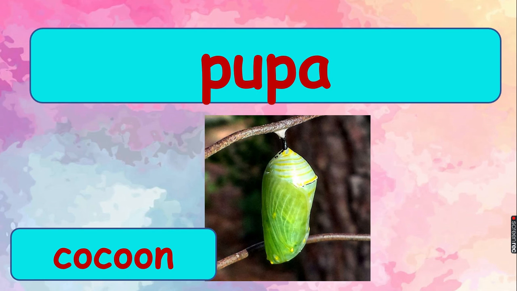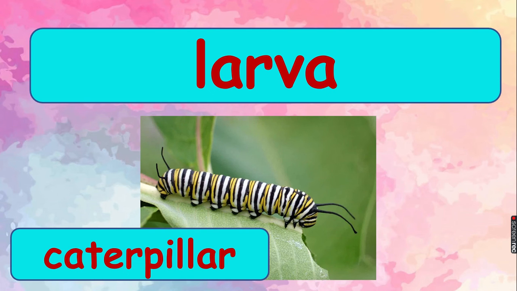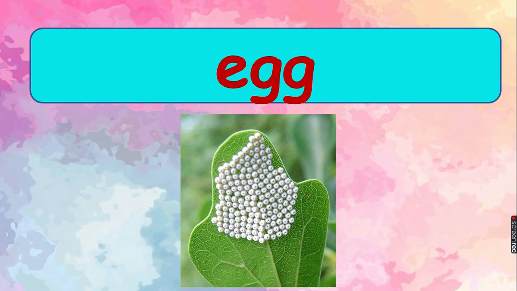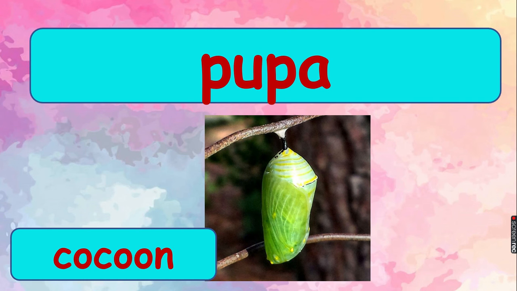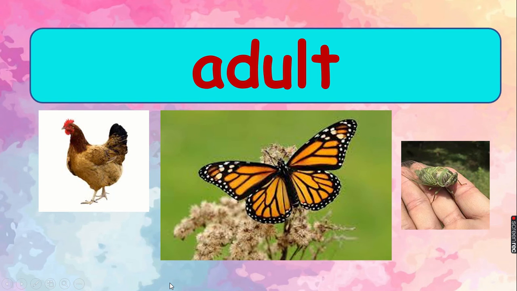Next stage for that is pupa. Pupa. So after the egg hatches into a larva, the larva's next stage is a pupa. So it's the resting stage, or it's a resting larva. Pupa. Cocoon or chrysalis is how we call the butterfly pupa. So the butterfly pupa is cocoon or chrysalis.